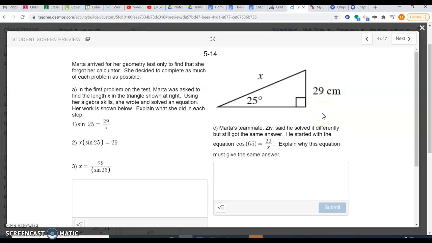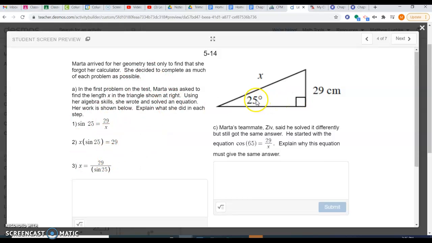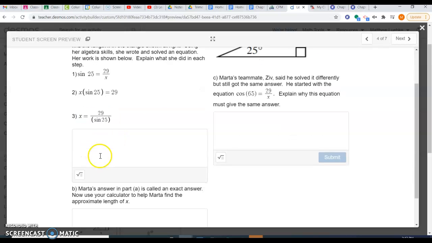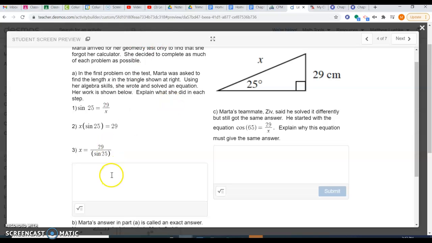Here we're going to look at how we can maybe choose which one we want to use. And so they're saying in this one, Marta forgot her calculator, so she set up her equation as such. Sine of 25, our reference angle, our angle here. And she's using sine because we have the opposite side and the hypotenuse. So she sets it up, sine of her angle, set equal to opposite over hypotenuse, and she cross multiplies and solves here. And we just want to explain each step that she's making.